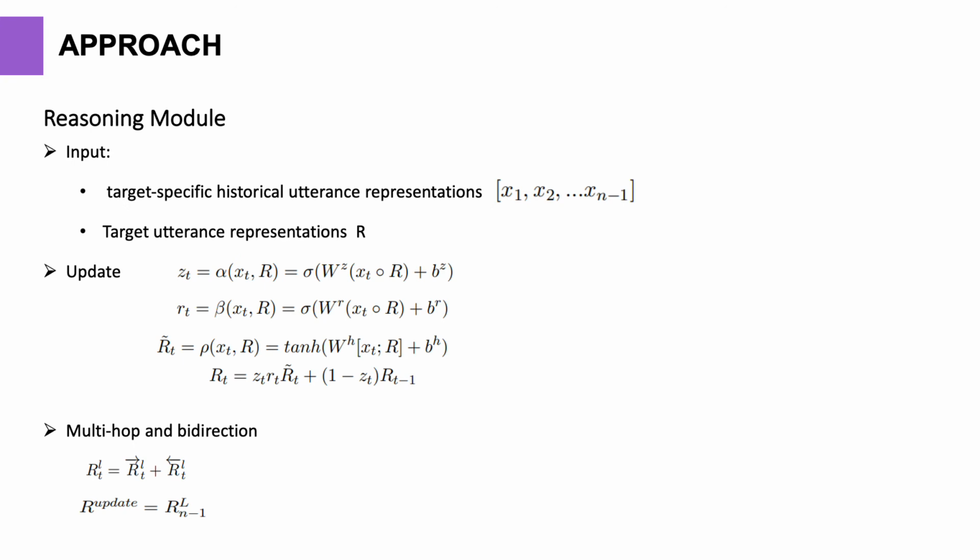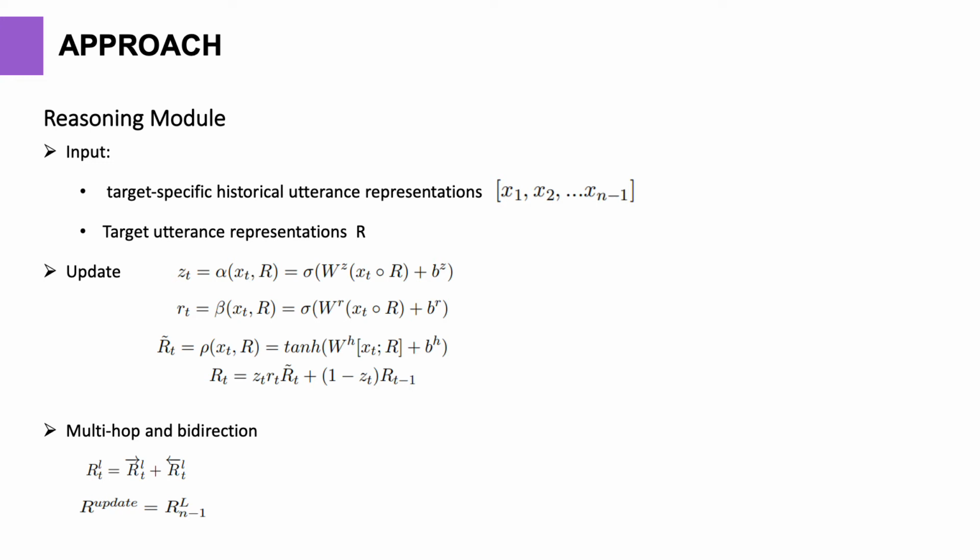The reasoning module takes target-specific historical utterance representations and target utterance representations as inputs. Target utterance representations are updated through time and layers. Each unit in this module takes two inputs, R and Xi. ZT is the update gate. RT is a reset function. RT is the updated representation after observing the T-th historical utterance.